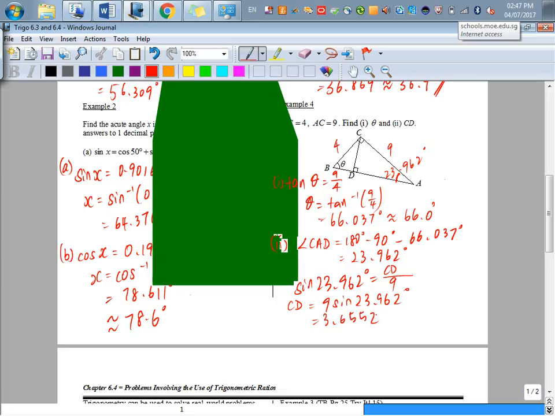3.6552. Is CD an angle? No, it is not an angle. So should I leave it to 1 dp? I should leave it to 3 sf. Round it off. 3.66 units. Okay?